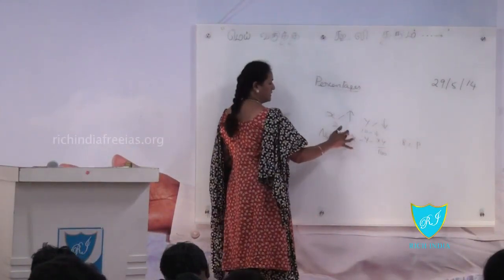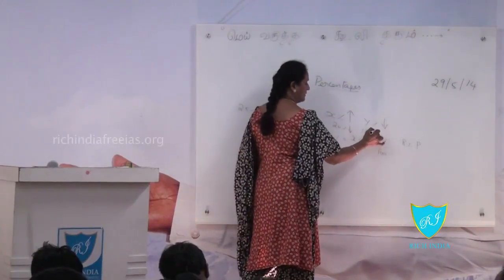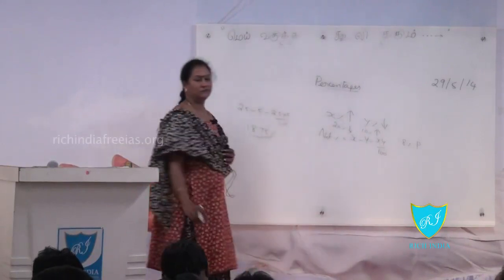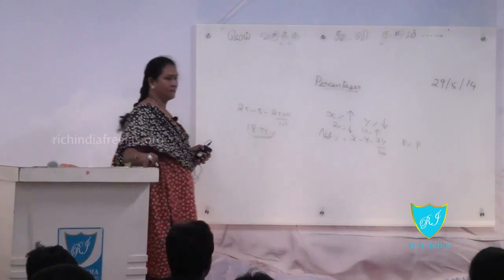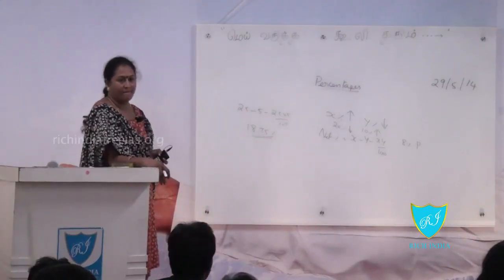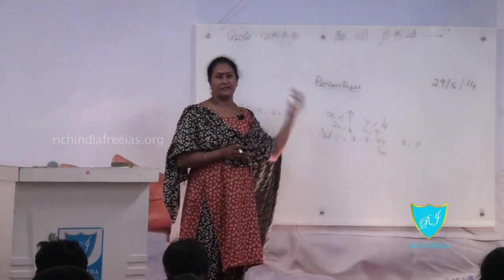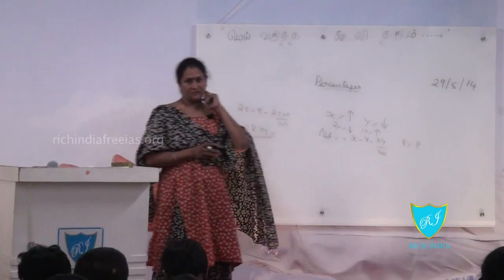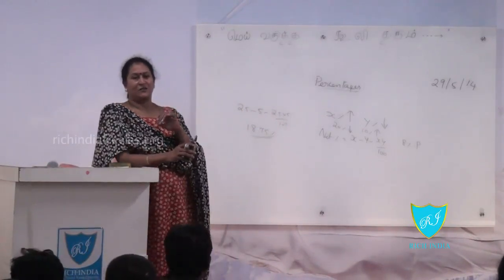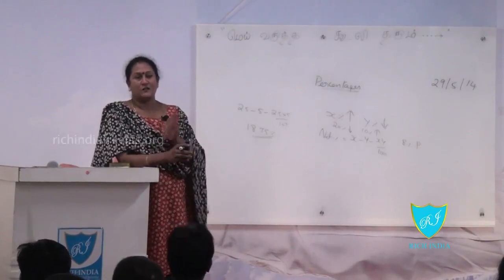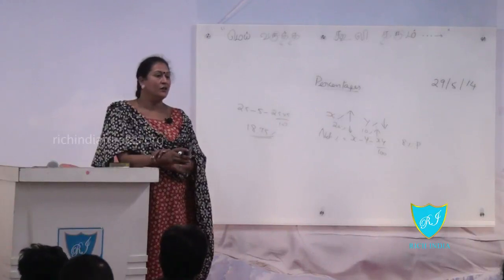Suppose he decreases the price by 20% and then increases by 10%. So what will be the loss percent here? Decreasing by 20%, increasing by 10%. Then what will be the loss percent realized?